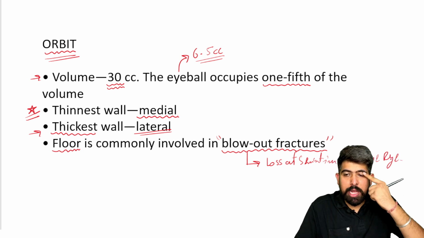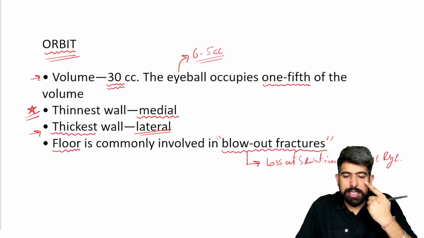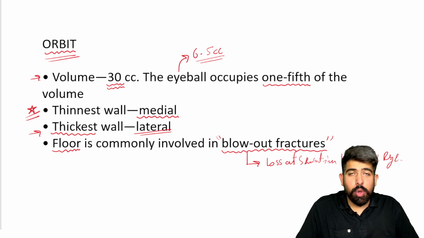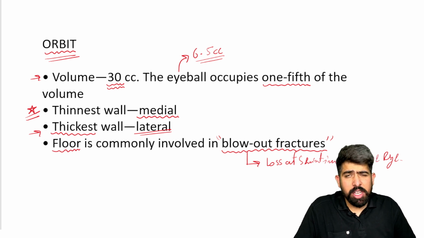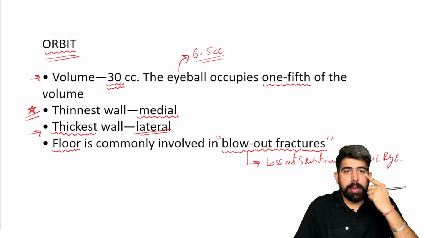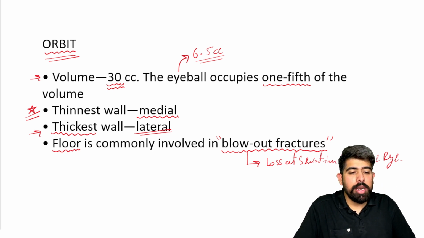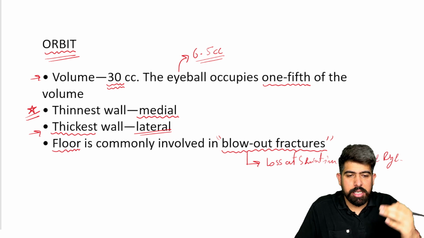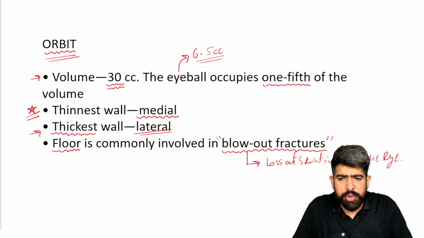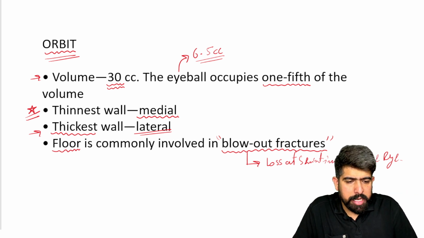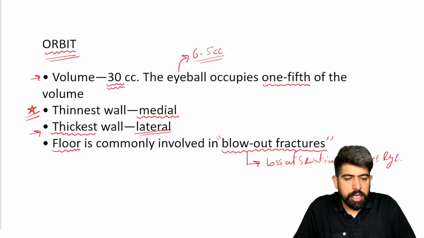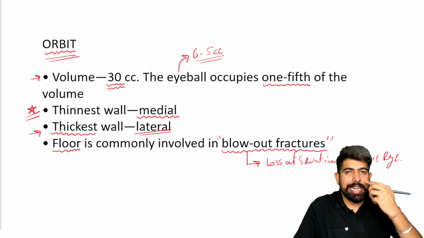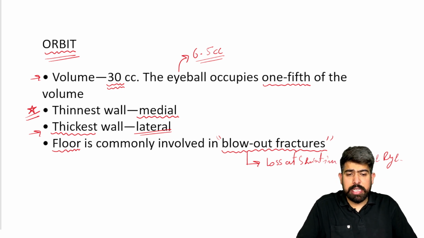Okay, so just below the eyeball, we will lose sensation, because as it is a floor fracture, in the floor we have the infraorbital nerve. So this infraorbital nerve will be damaged. So there would be loss of sensation inferior to the eye. The inferior part of your eyeball will get loss of sensation, first of all.